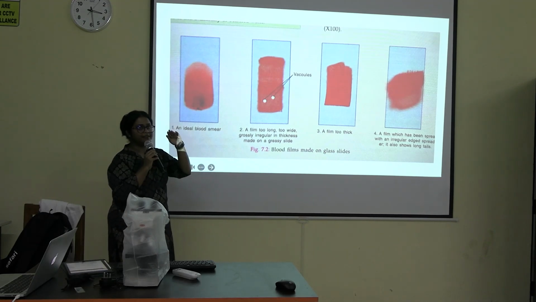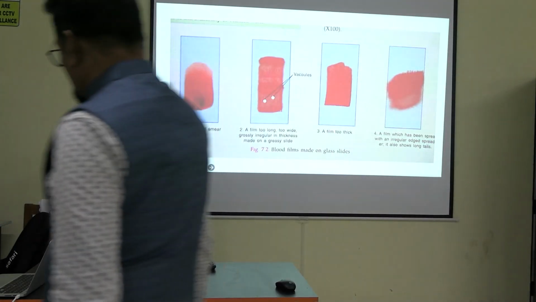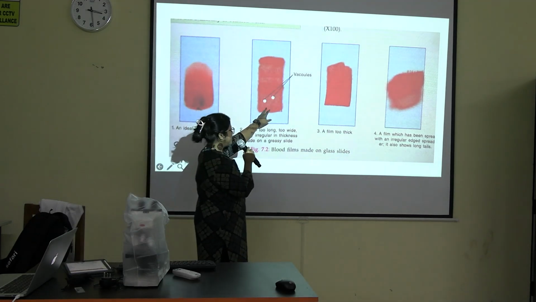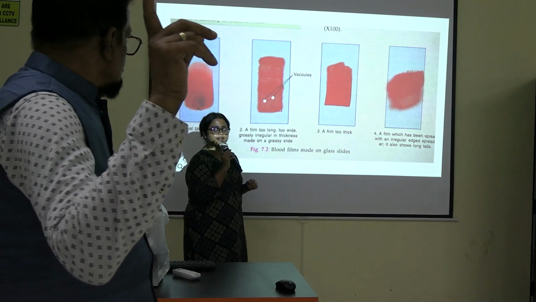If your angle is lesser than 45 degree, chances are the blood smear will be too thick. If it is more than 45 degree, then it will be too thin. And no vacuoles should be present. See, the vacuoles are present here; this should be absent in an ideal smear. You have to learn the criteria about it.